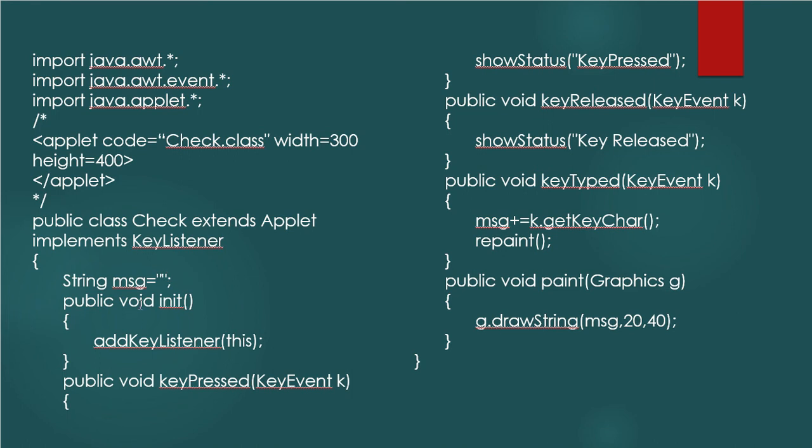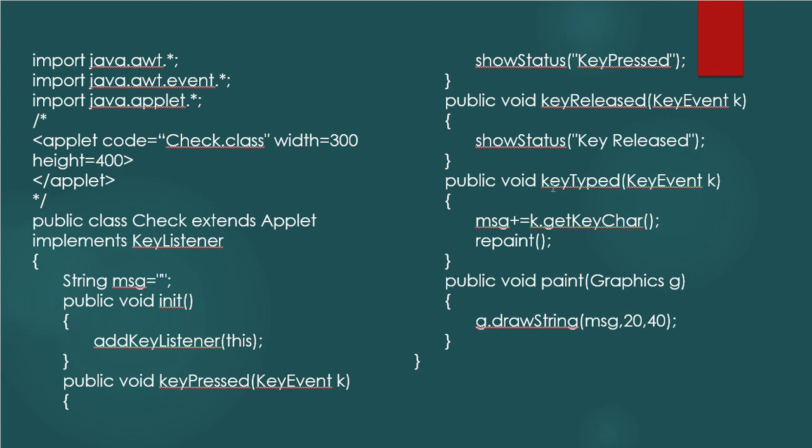Then inside the init method you are invoking a registration call to the key listener interface, so you are registering your listener. So add key listener with the current object, that is this. Then you are creating your own implementations for the methods key pressed, key released and key typed, which are available inside the key listener interface. Whenever a key is pressed, you show the status as key is pressed. When a key is released, you show the status as key is released.